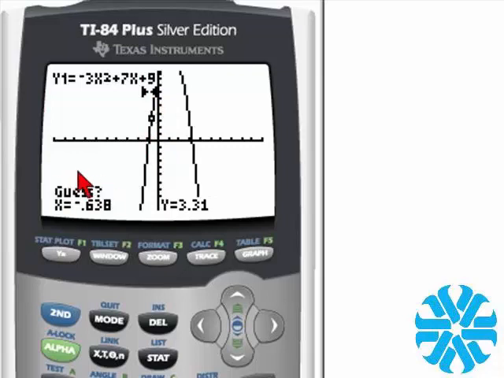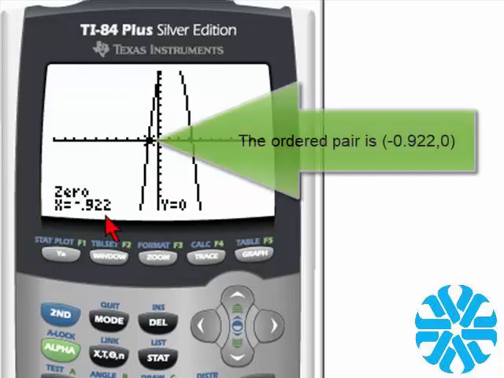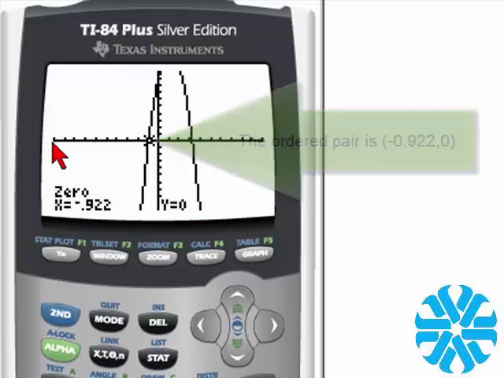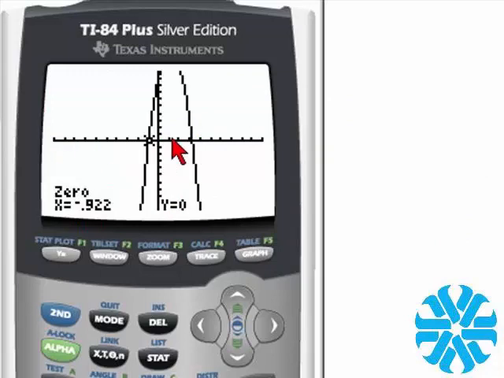and now it says Guess. Now you don't need to put in a value for the guess, you just need to select Enter. And also notice that now it put another arrow right here. So between these two arrows is the intersection point. Alright, so we select Enter, and there we have it. It says that the 0 is at negative 0.922, and you can see that's where y is equal to 0. So remember that where the function crosses the x-axis, the value of y is 0.